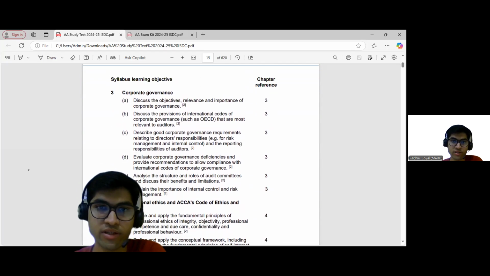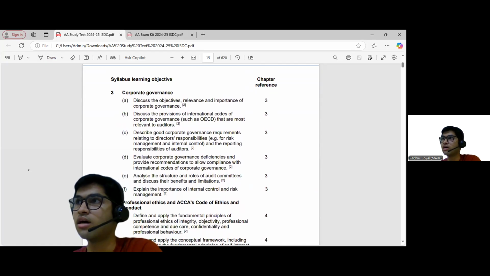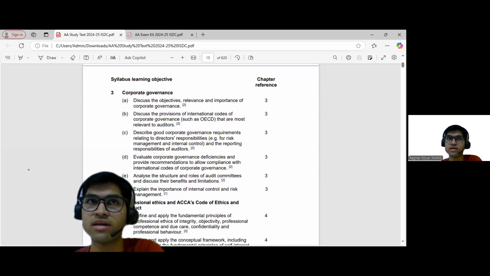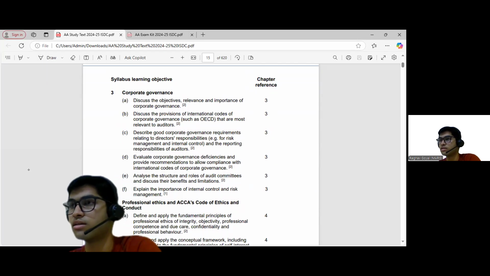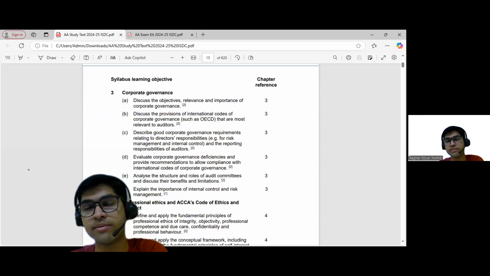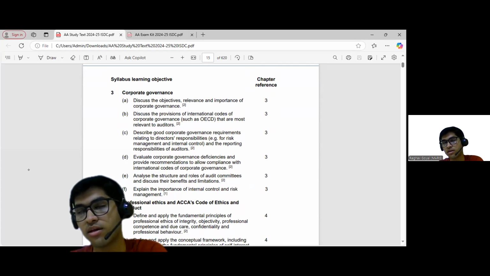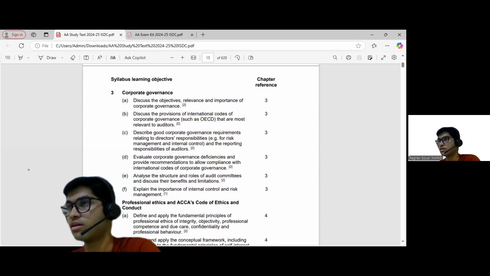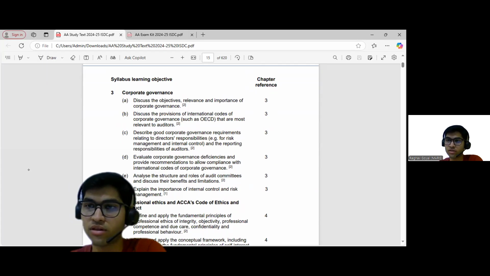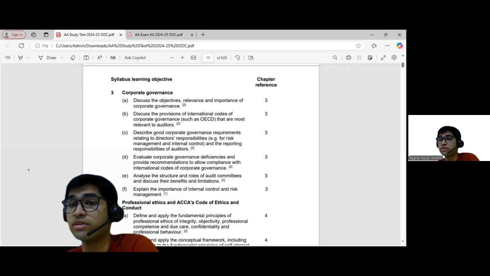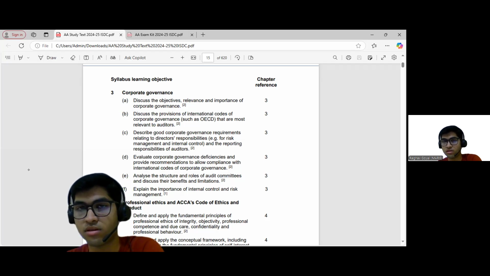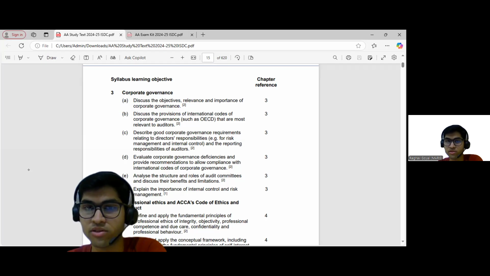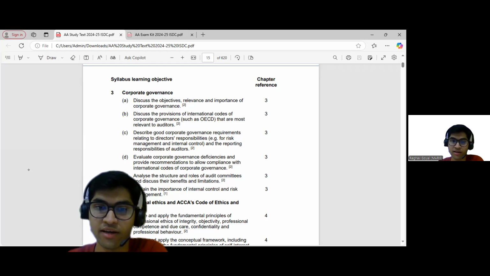Then we have corporate governance. For example, if you have audited a client, then you cannot go and get employment at the client's place. There are restrictions on that. So, for example, if you have worked at KPMG, then you cannot go and work with their clients. That is not the case only for KPMG. It's a standard restriction that everyone has to comply with.